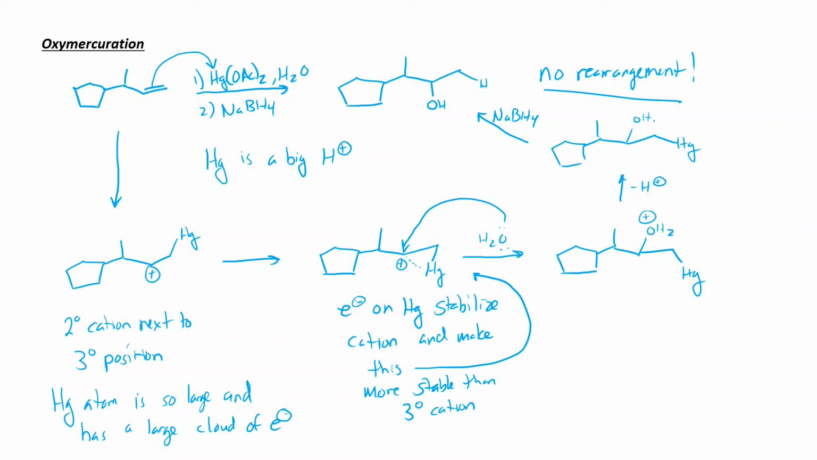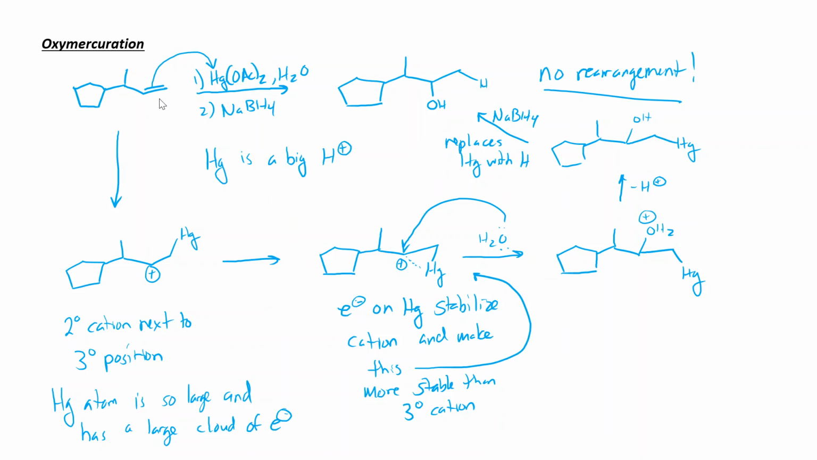Then we get to the second step where we add the sodium borohydride. NaBH4 comes in, and all the NaBH4 does is replace the mercury with a hydrogen. The mercury is there to stabilize this cation. Once that's done and the cation doesn't rearrange and the cation is gone, we can replace the mercury with hydrogen by using sodium borohydride. We're not going to go into the mechanism of that second step because it's very complicated and we don't need to know it.